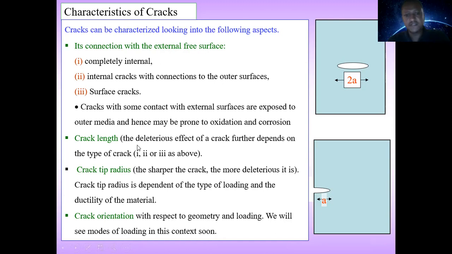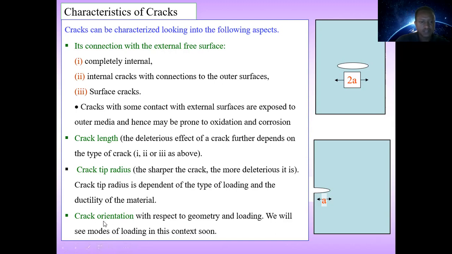Crack length. The deleterious effect of the crack further depends on the type of crack, whether first, second, or third as shown here: a completely internal crack, a crack with connection to the outer surface, or a surface crack. Okay, crack tip radius. The sharper the crack, the more deleterious it is. Crack tip radius is dependent on the type of loading and the ductility of the material.